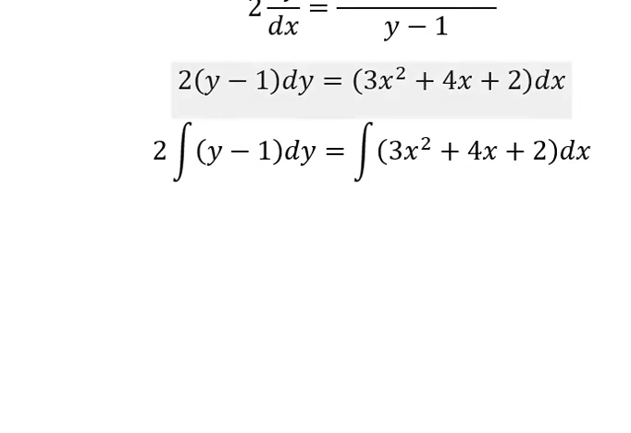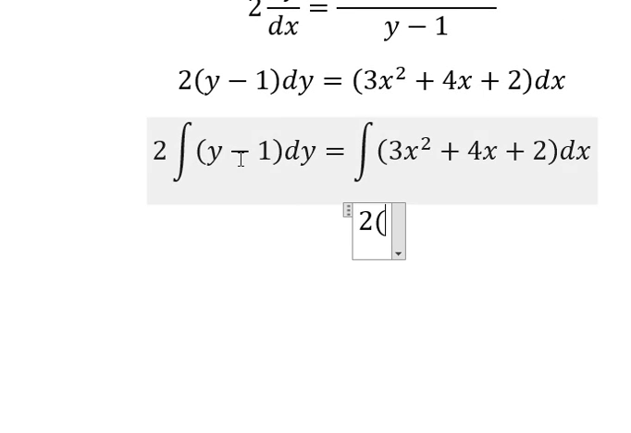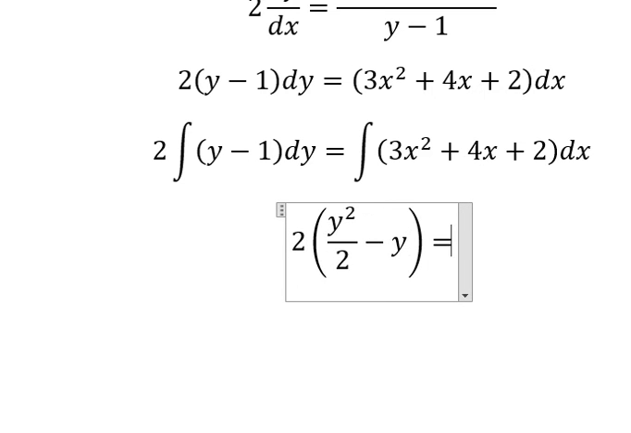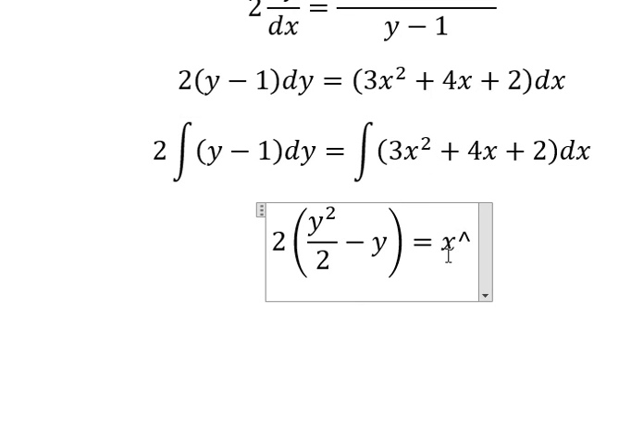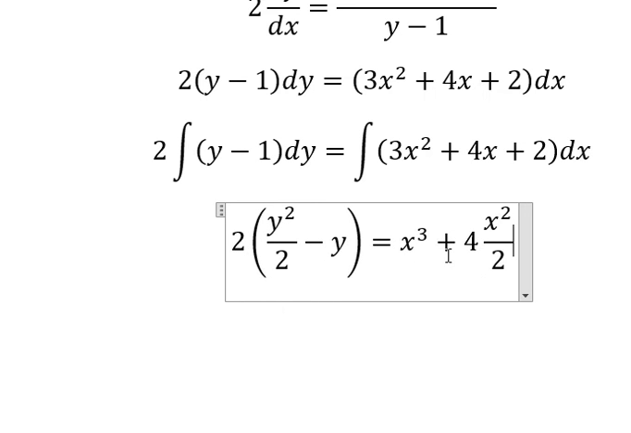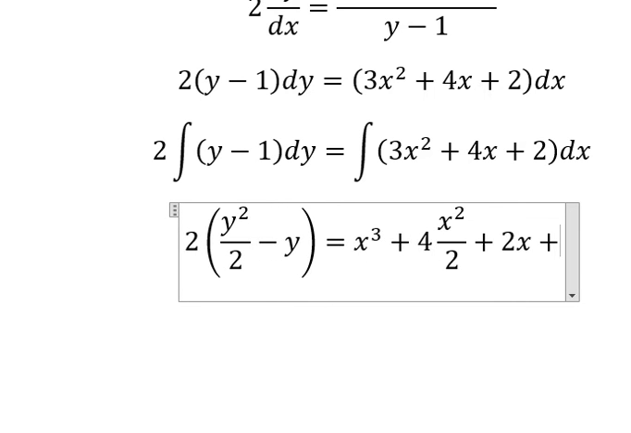Now we have the final answer. The integration of y, we have y squared over 2. Number 1, that is about y. The integration of 3x squared, we have x to the power of 3. The next one that is about x squared over 2. And the next one that is about 2x. And I will put c.